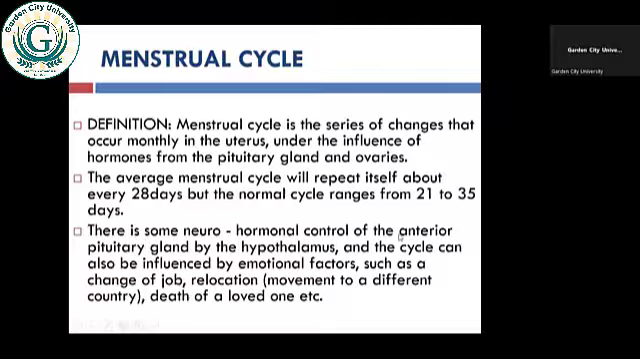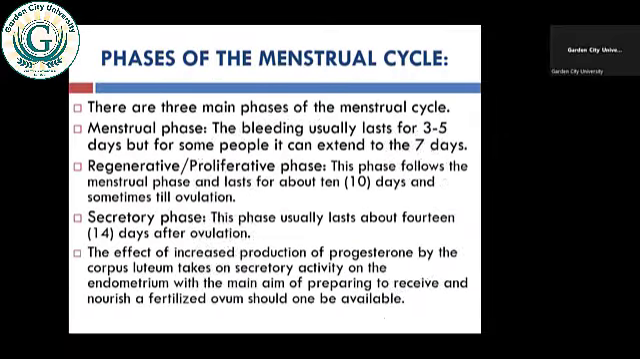hypothalamus. And the cycle can also be influenced by emotional factors such as change of job, relocation, or movement from one country to the other, or maybe by death of a loved one. Some emotional factors can also affect the menstrual cycle. There are 3 main phases of the menstrual cycle. So we have the menstrual phase, regenerative or proliferative phase, and the secretory phase.